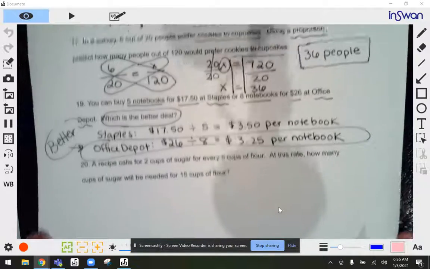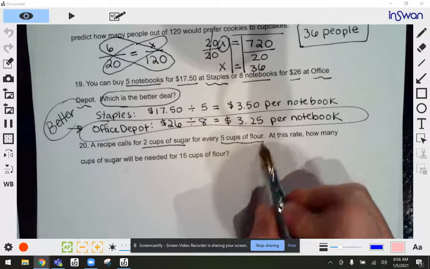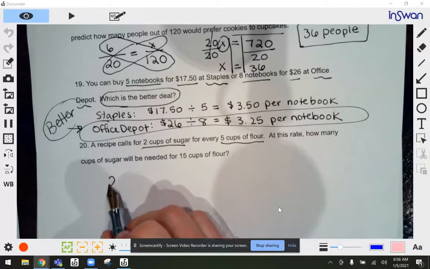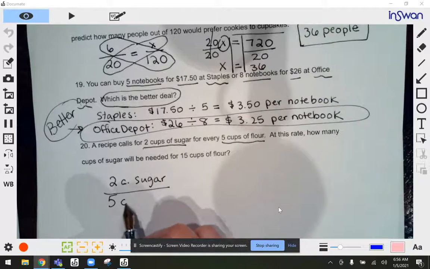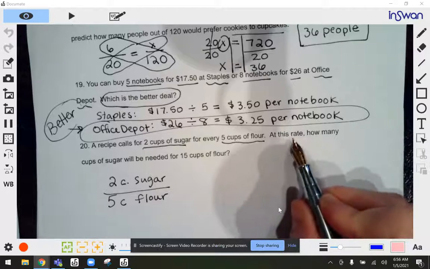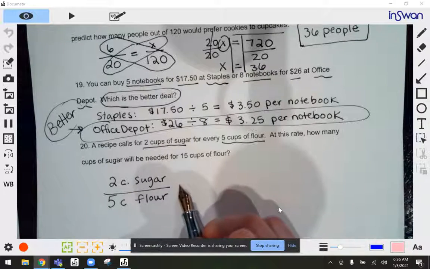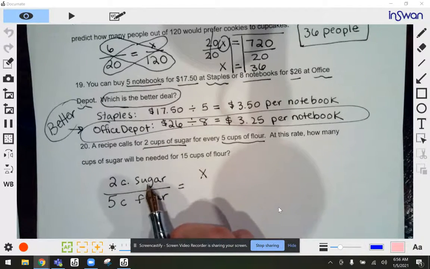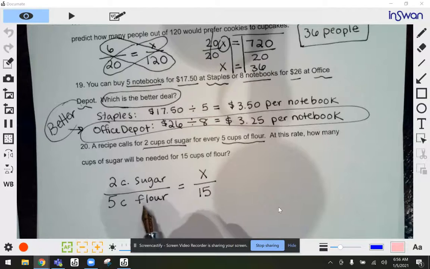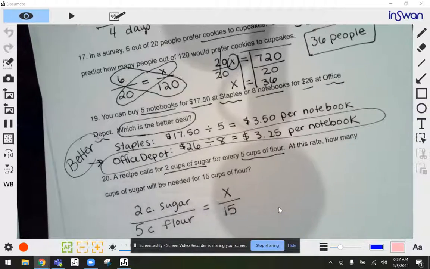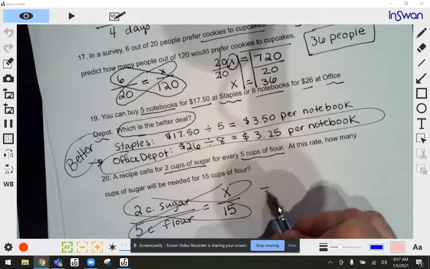Okay, last one here. A recipe calls for 2 cups of sugar for every 5 cups of flour. So that sounds like a rate to me. 2 cups sugar for every 5 cups flour. At this rate, how many cups of sugar will be needed for 15 cups of flour? So we can use a proportion here. How many cups of sugar, notice I'm putting it on the top because that's where the sugar was here, for 15 cups of flour, again on the bottom because the flour was here. And then we can just cross multiply to solve. So don't worry about your units, just cross multiply.